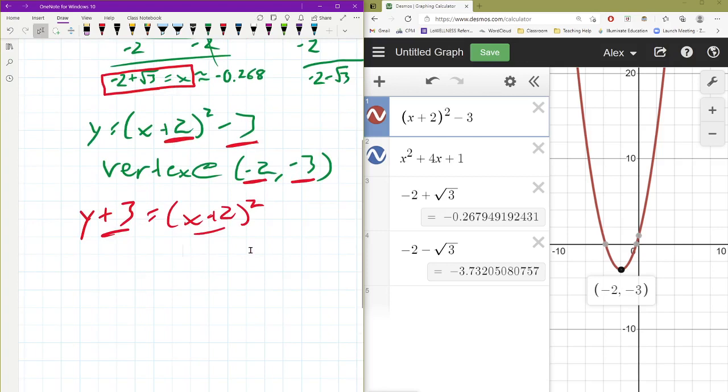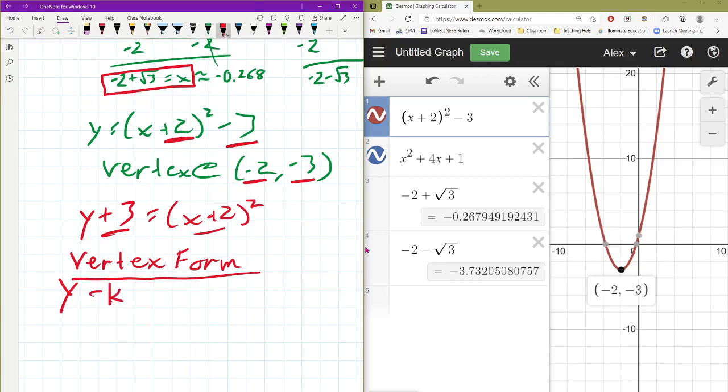Okay, so in general, the vertex form of a quadratic function looks like this. I'm going to say y minus k is equal to a, because sometimes you'll have some coefficient right here. In this example, a was equal to just 1. And we'll have x minus h squared. The neat thing about this is that, again, the vertex is built into the equation, so the vertex happens at h comma k.